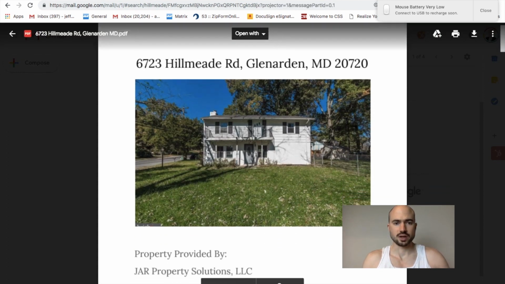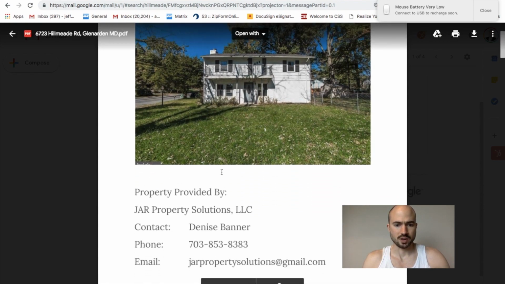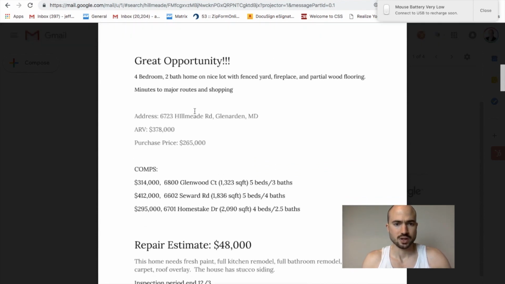And they actually put together a little presentation. You got the pictures. It's a two-level house in Maryland. Here's the phone information. They put a little information on a 4-bedroom, 2-bath.